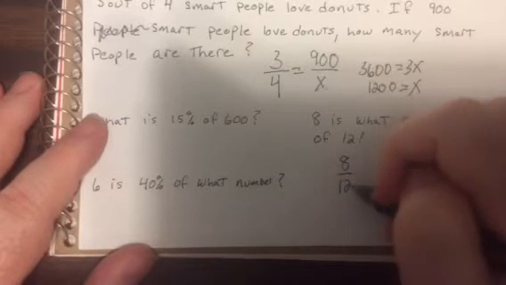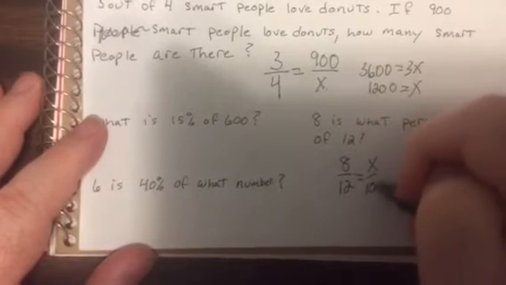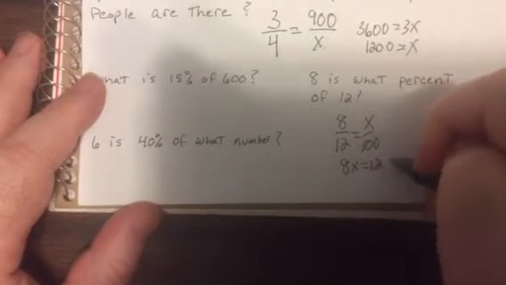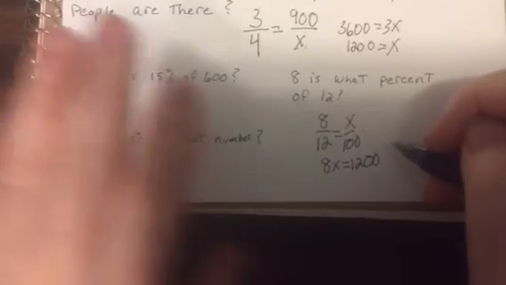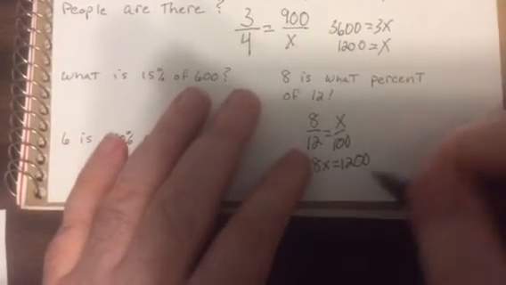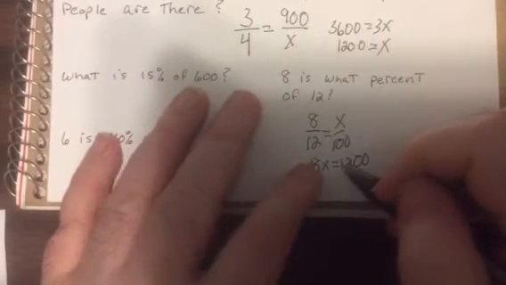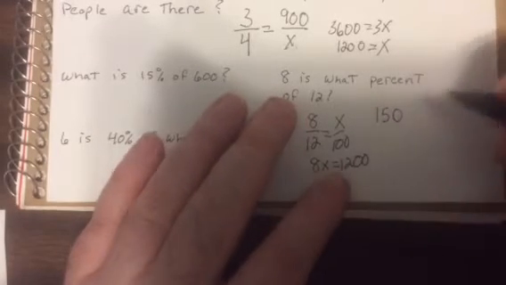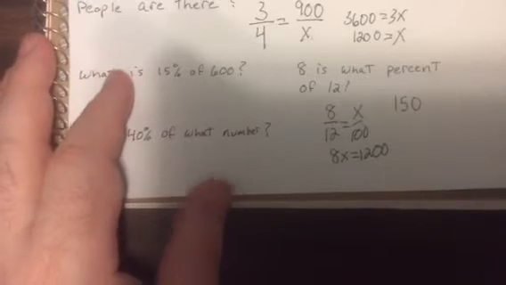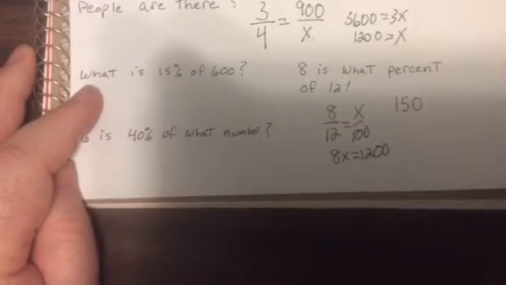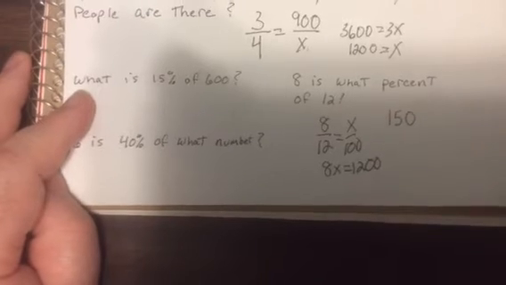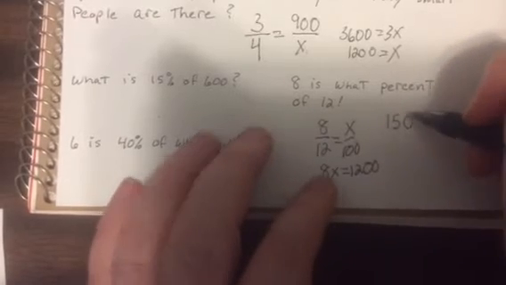So 8 over 12 is x over 100. So 8x equals 1200. Now again, I don't have my calculator. I need to buy a cheap one. Divide by 8, that would be 1, was it 150, I think. No, that's not right. Is that right? No. No, I messed up.